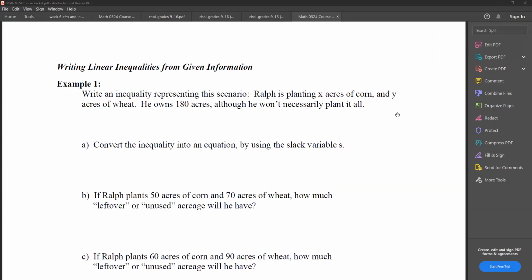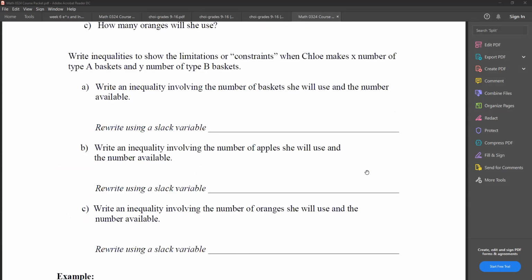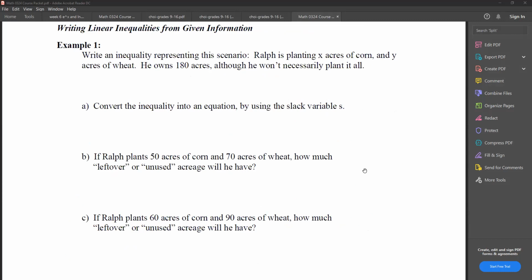All right, so now the big thing is writing the inequalities. We're going to write these and I'll show you. I use tables with these. I'll show you that probably in a separate video, but let's take a look and work at them. So it says write an inequality that represents the following scenario.